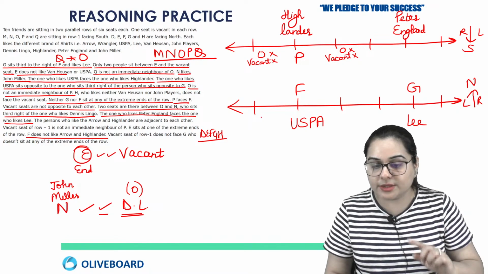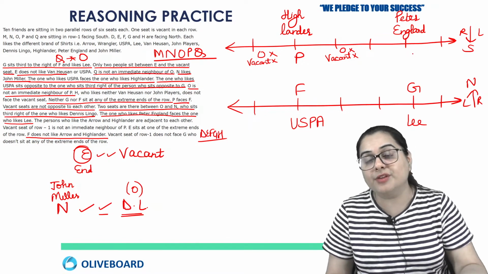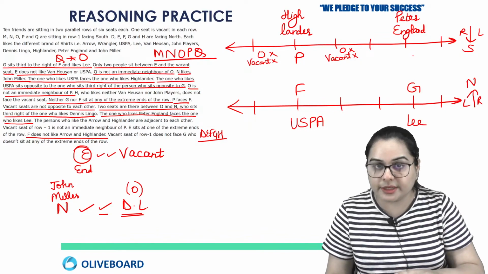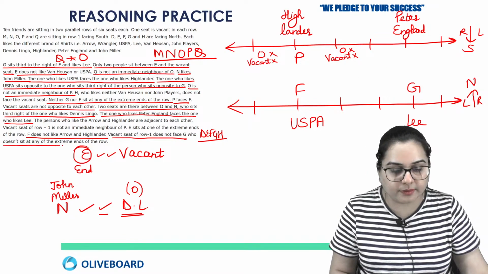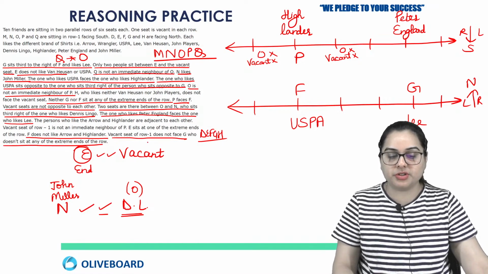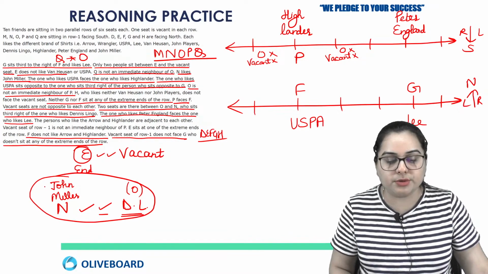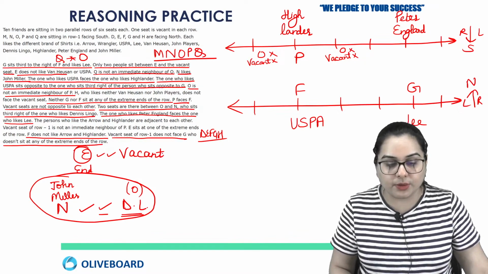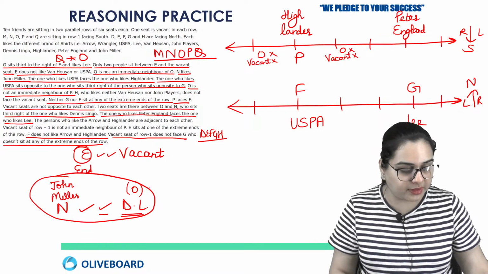Okay, so the vacant seat of row 1 is definitely not facing G because opposite to G, I have already filled Peter England. So this already clarifies the information. Now if I consider this information, because this is the only huge information that I have, John Miller and O, where can I fill these two?